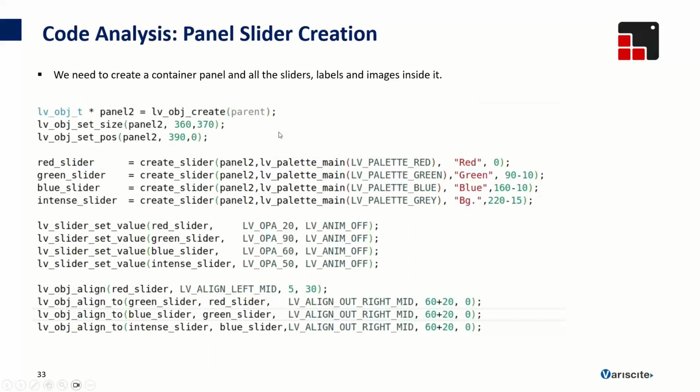Let's see the code for this application. We need to create, for sure, its own panel. In the panel, we will put the red, green, blue, and the opacity slider. Associated to each slider, we have a dedicated string. We will set for each slider the possible values, and we will align the sliders one with respect to the other. So we will first of all put the red slider, and then we will say that the green slider is to its right in the middle, and so on for the blue and for the opacity slider.